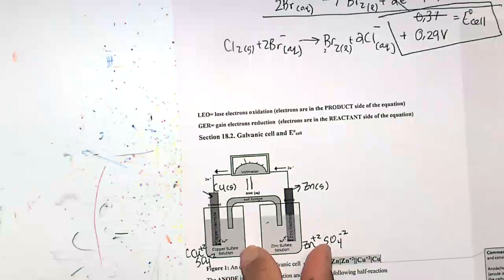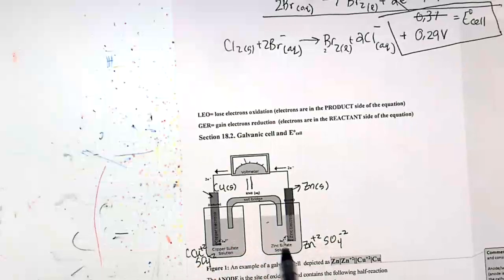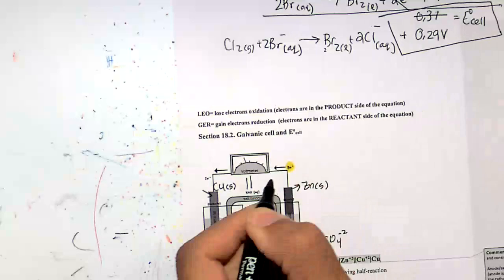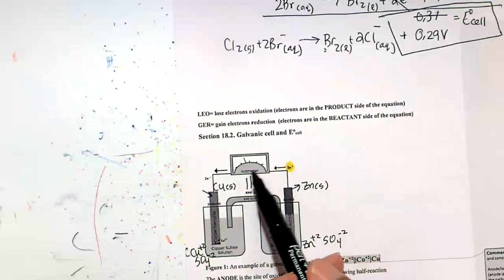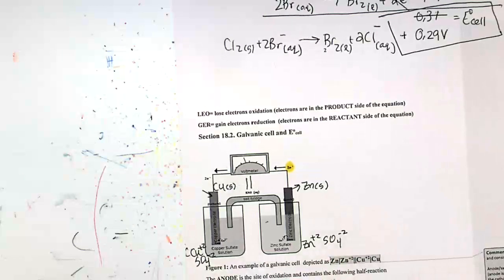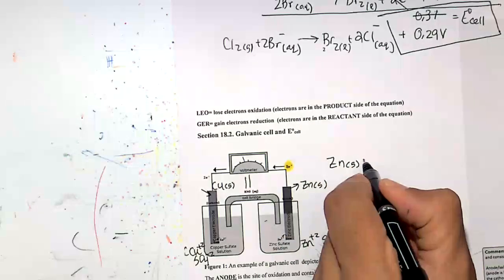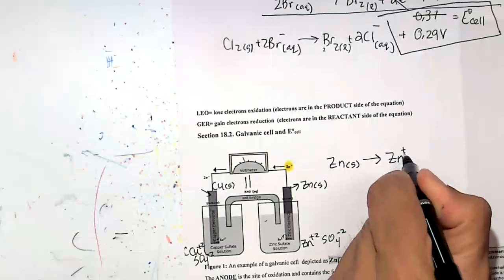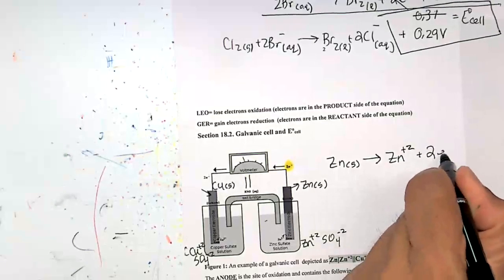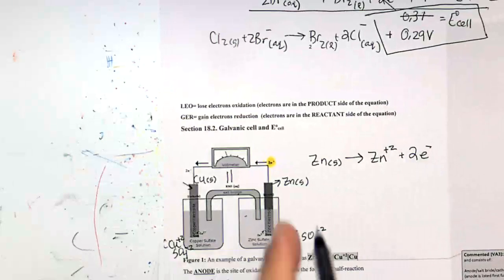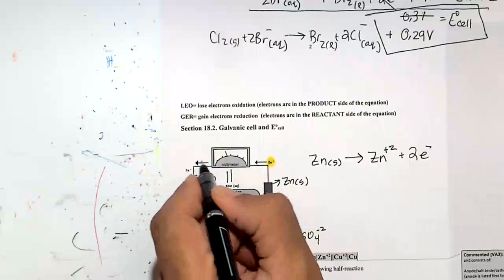So let's look at this reaction happening in this beaker. If you notice here, I see 2 electrons coming out of this wire and going to this thing that measures voltages. So we have 2 electrons coming out. So zinc solid, 2 electrons are coming out. That's going to give you zinc 2 plus plus 2e minus. 2 electrons are coming out.